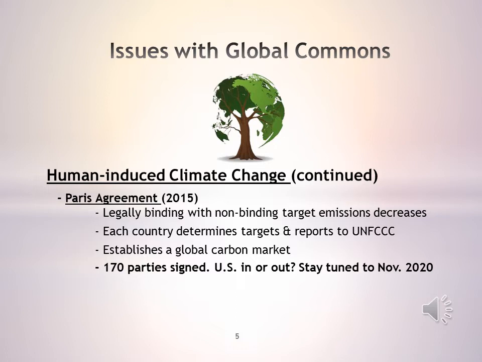So 170 parties signed on, and these are primarily nation states, and most of them were there when it was developed. The U.S. initially did sign, but Donald Trump in November of 2017 notified the other signatories of the Paris Agreement that the U.S. would be pulling out of the agreement.